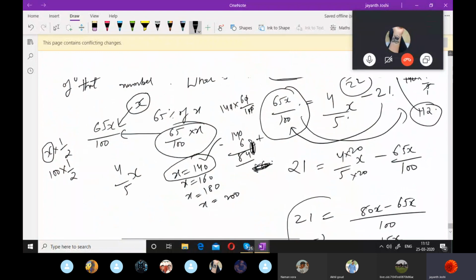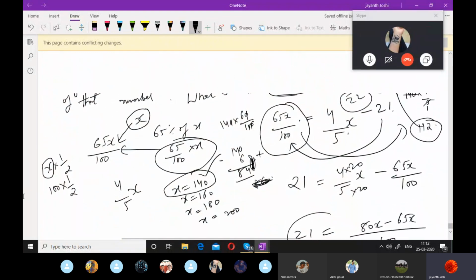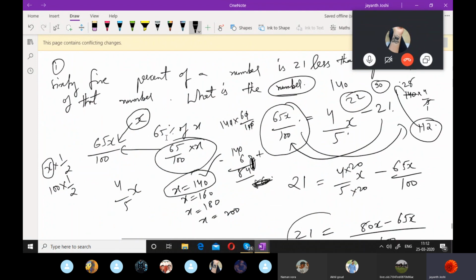Now here, what is the big deal? I told you to take 140. For 140, I told you to find out 60%, somewhere around how much? 60% I got 84, but I want 65%. 65% was coming near to 90. So leave it like that. Now you take 140 again and find out 4 by 5th of 140. That will be somewhere around 112. Now the difference between 112 and 90 is 22.